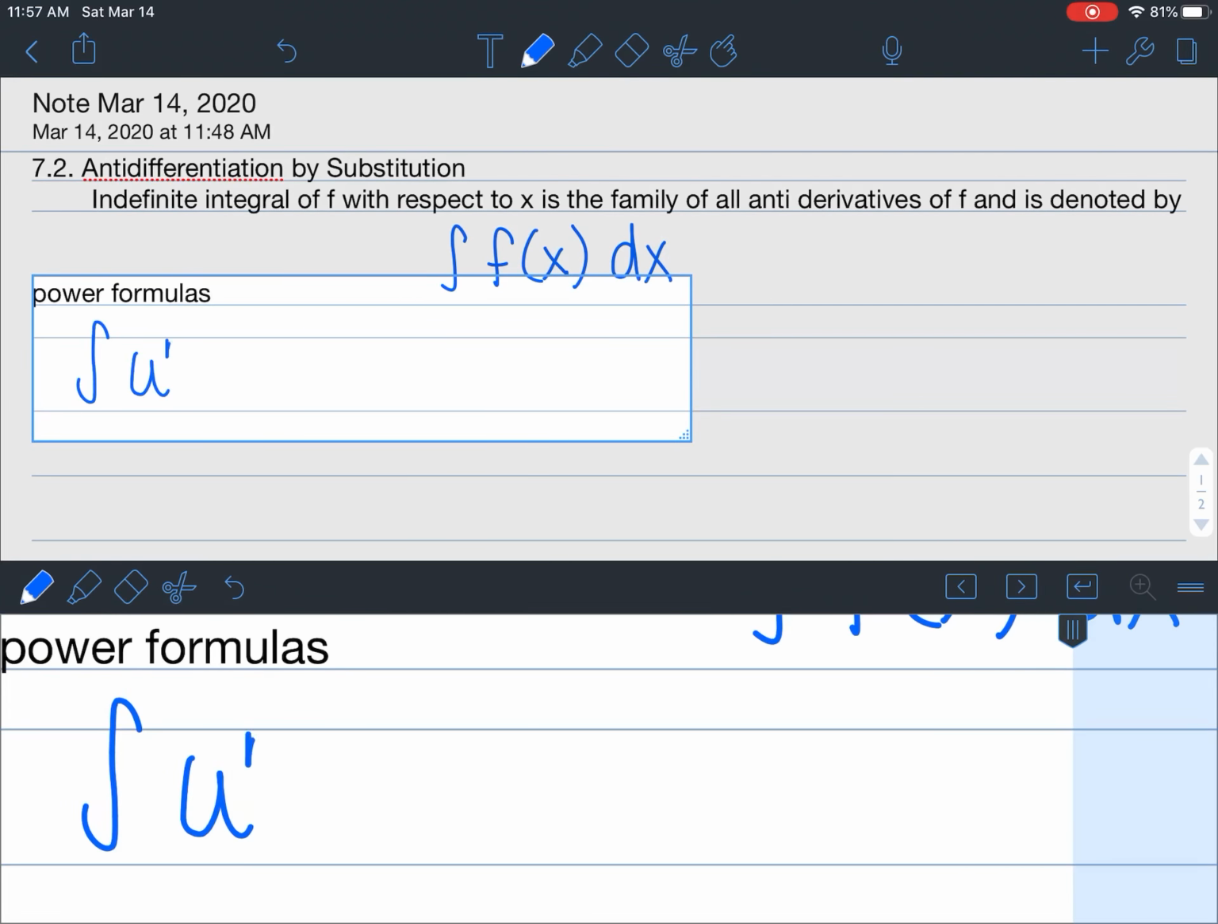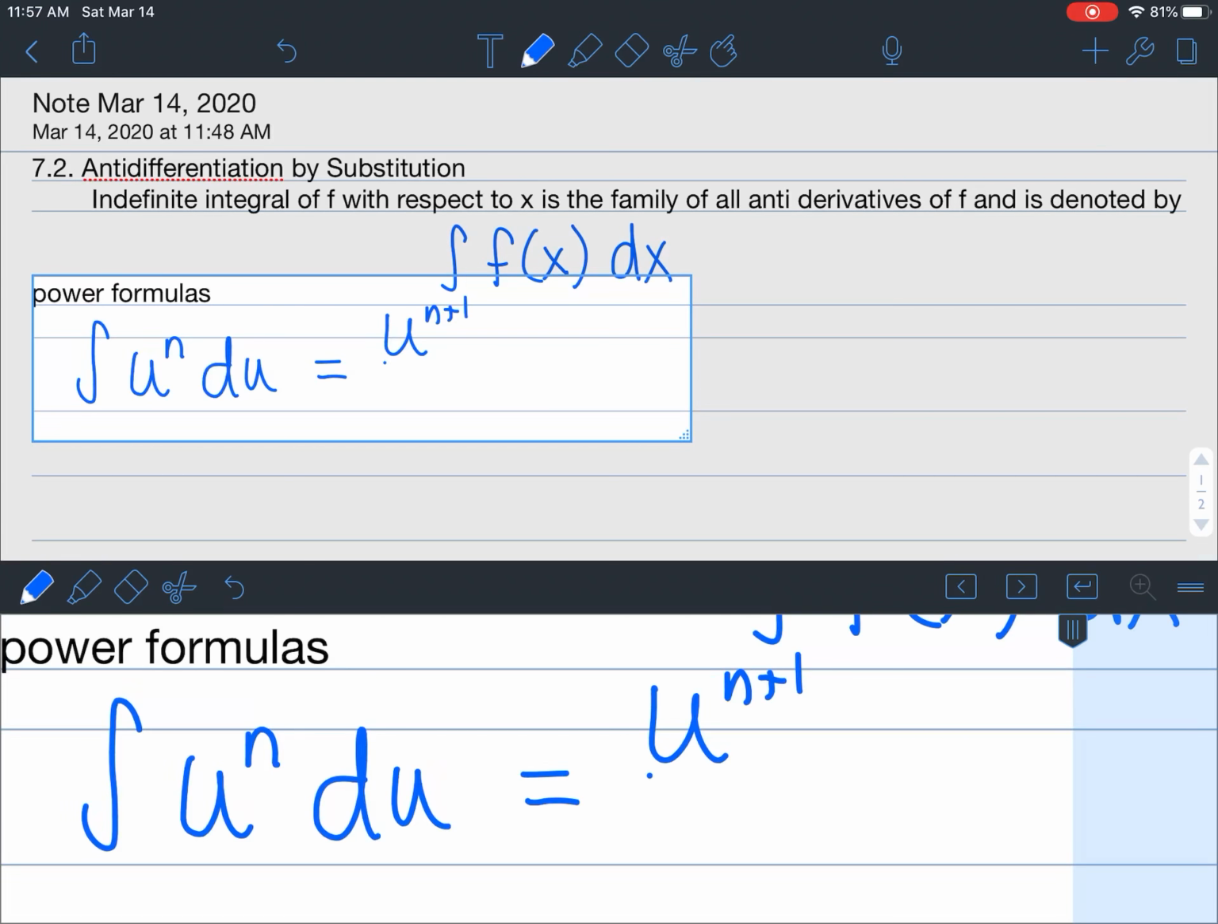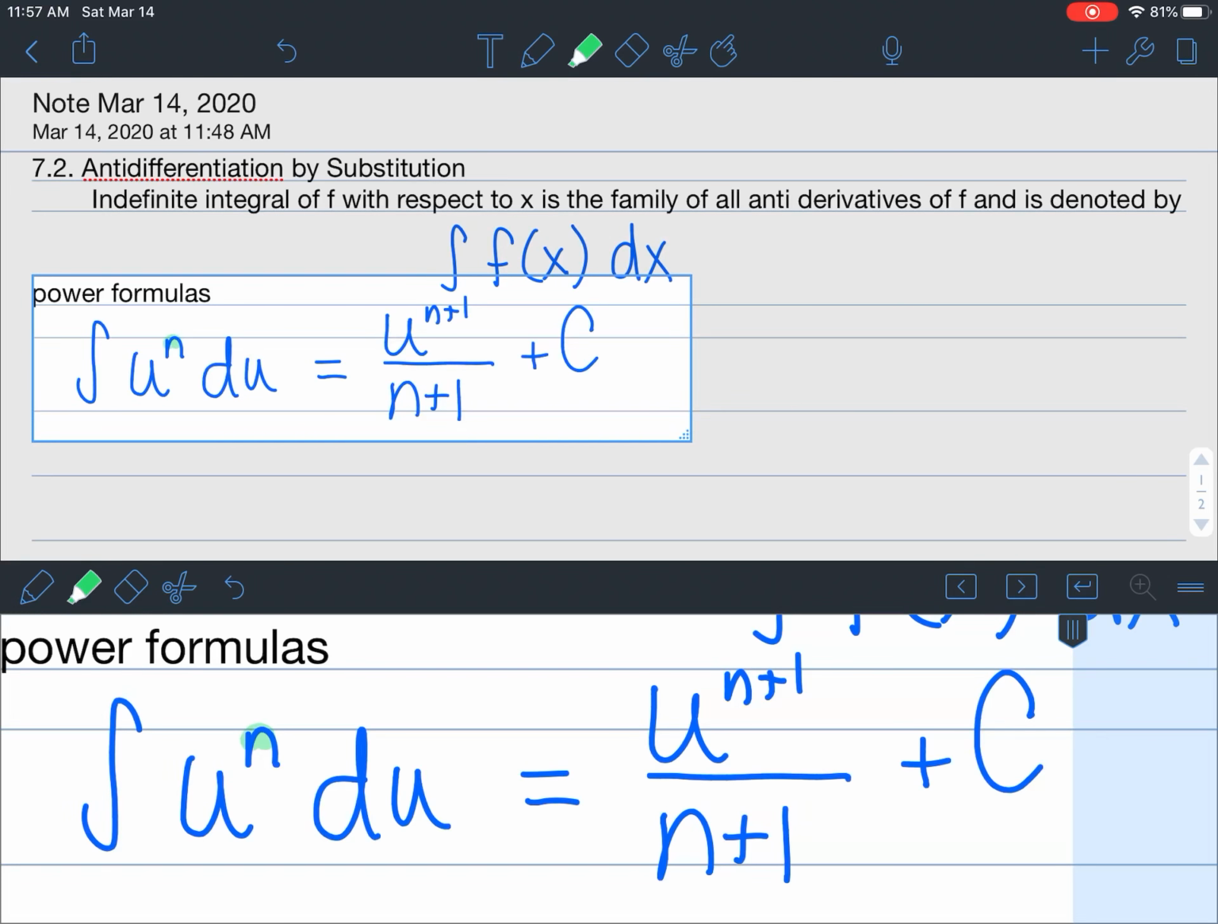The integral of u to the n du equals u to the n plus 1 over n plus 1 plus c. This is where we said you take the exponent, you add 1 to it, and then you divide by the new exponent. Don't forget your plus c, because this is an indefinite integral. Anytime you have an indefinite integral, you have to have plus c.